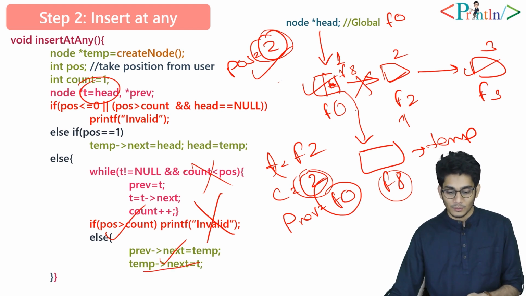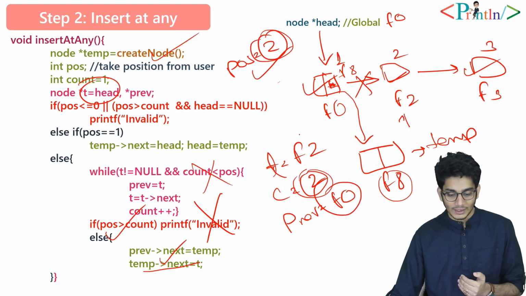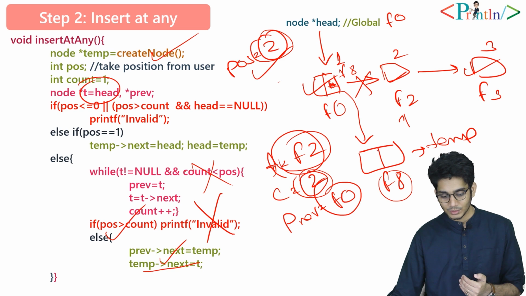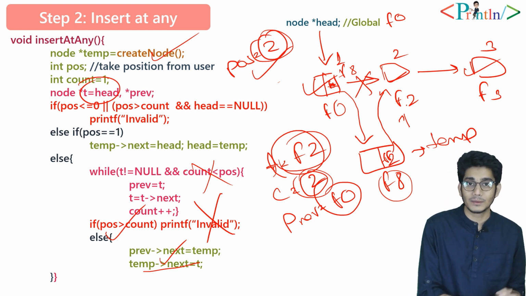Temp next, what does our temp next contain? Now it's null, because whenever we are creating any node, by default it will be null. So now what does t contain? t contains f2. So it will point to f2. Now it will be pointing here. So this is how we can insert an element at a given position.